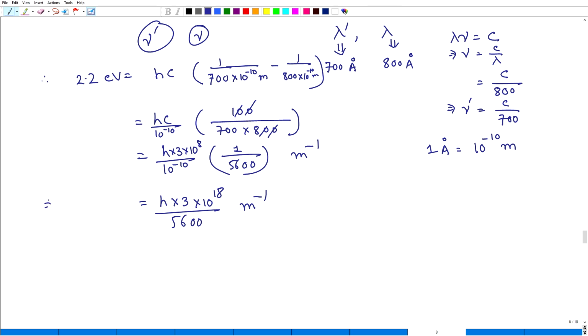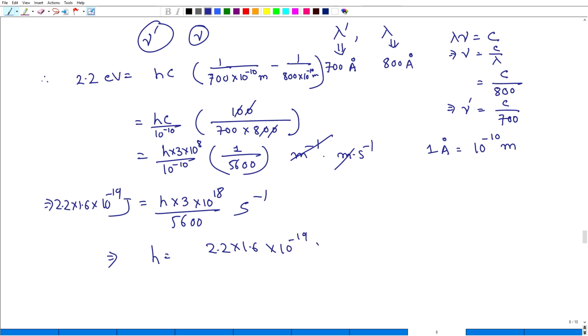Now here we can write 2.2 into 1.6 into 10 to the power minus 19 joule. Okay, no, not meter inverse. Here the unit of c will be there. It is meter per second. So meter will cancel, it should be second inverse. So h is 2.2 into 1.6 into 10 to the power minus 19 into 5600 divided by 3 into 10 to the power 18 joule second. So just we have to calculate this.